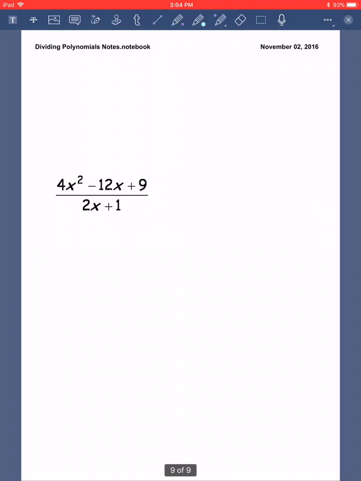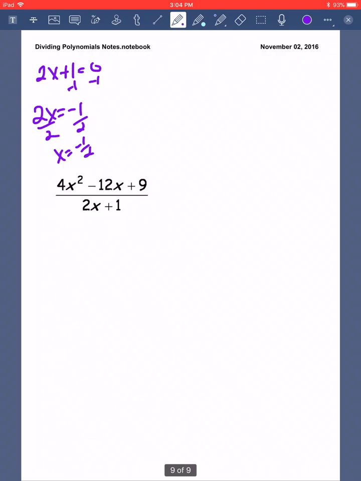All right, last one, I have 4x squared minus 12x plus 9 divided by 2x plus 1. So I need to check and see, can I use synthetic division? So 2x plus 1 equals 0. I always take what I'm dividing by and set it equal to 0 to see if I can solve it in one step. If so, I can use synthetic. So I subtract 1, and I get 2x equals -1. And then I have to divide by 2 to get x equals -1/2. So that took me more than one step. So I'm not going to use synthetic division here. I'm going to go ahead and use long division, which we've already talked about.